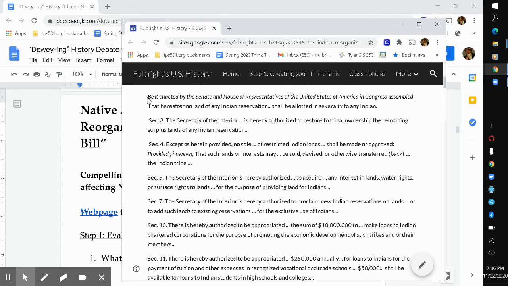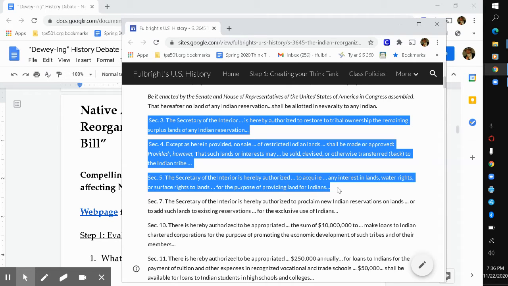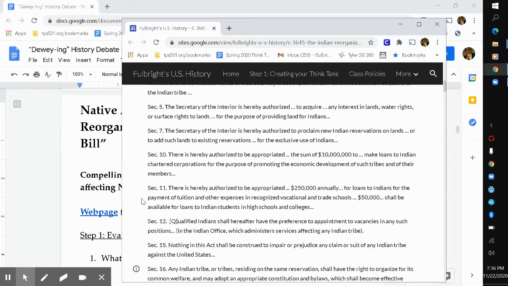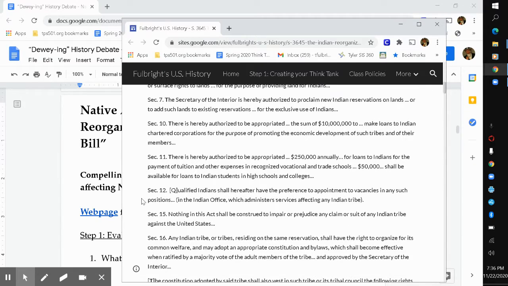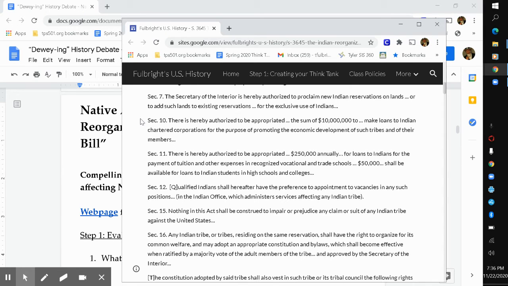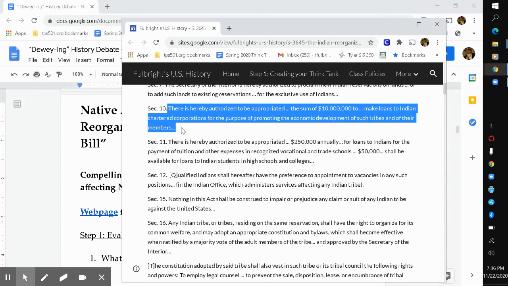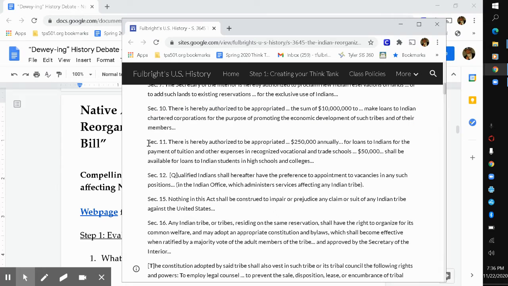All of our first sections here, we're seeing efforts to protect the land that is the Native Americans' or rightfully belongs to the Native Americans. Section 10. Hereby authorized to be appropriated the sum of $10 million to make loans to Indian chartered corporations for the purpose of promoting the economic development of such tribes and their members. So we're going to have money to help them develop businesses.